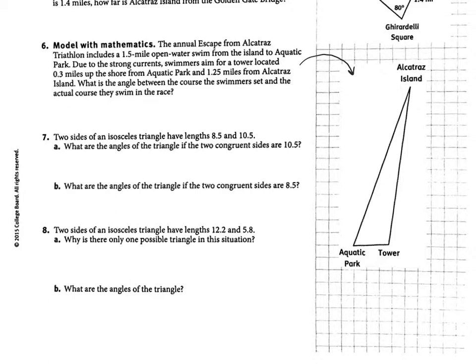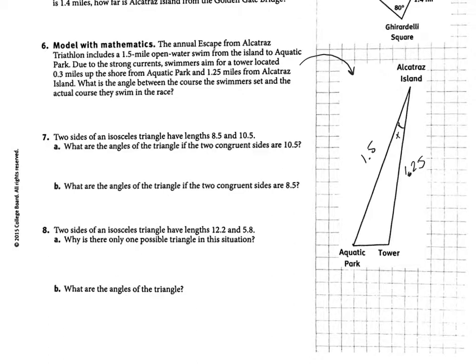So the picture is right here in case you have a hard time visualizing it. So we're looking for this angle. Right, so this is the direction in which they aim. So this is the 1.25 miles. And then the actual triathlon is supposed to be 1.5 miles. So that's the straight line distance from Alcatraz Island to the goal. And so we're looking for that angle.